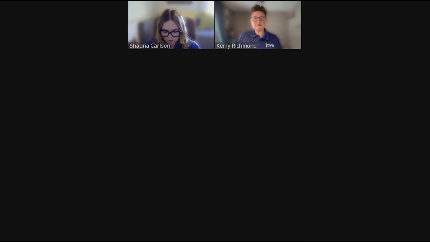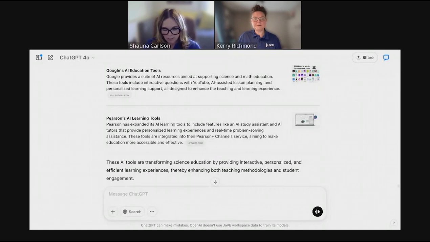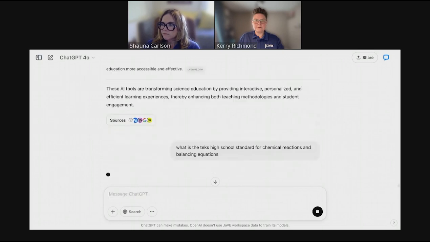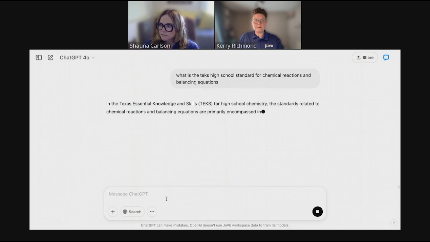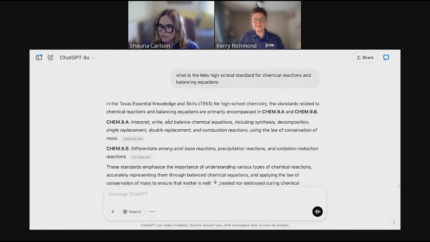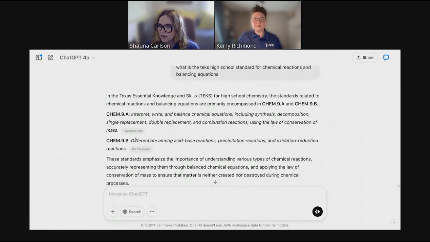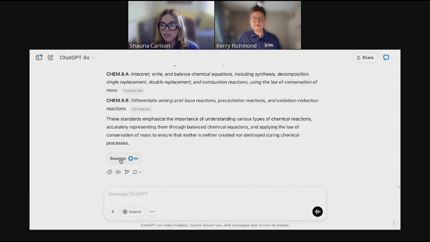Yeah, let's do a live example here. I'm going to use Texas because I'm more familiar with that one. So I could say, what is the middle school standard, or we'll say high school standard, for chemical reactions and balancing equations. All right, and here we go. There's two different ones, Chem 9.A and 9.B. And then they'll even provide you the source so you can click on that and go directly to the source.